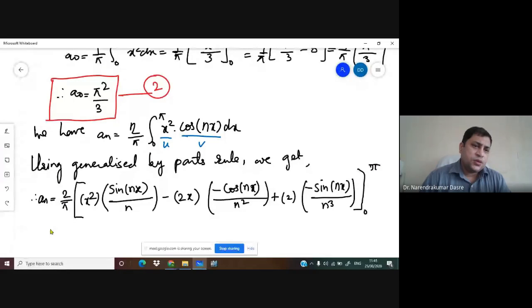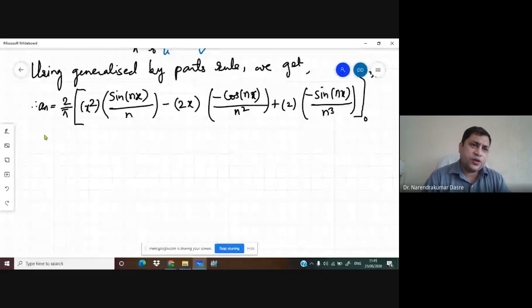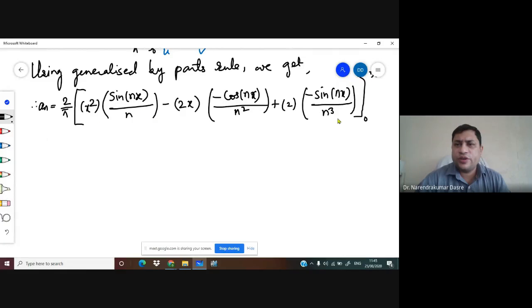Okay. So now we got this. So what we know about this sine term, if you put x is equal to pi, it will become n pi, and if you put 0 it will become sine 0. So what we know is, since sine of n pi is equal to sine of 0 is equal to 0.